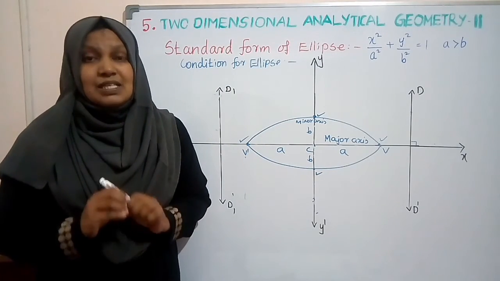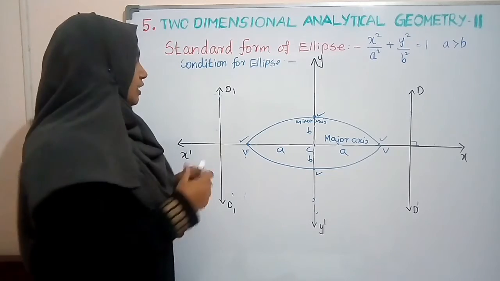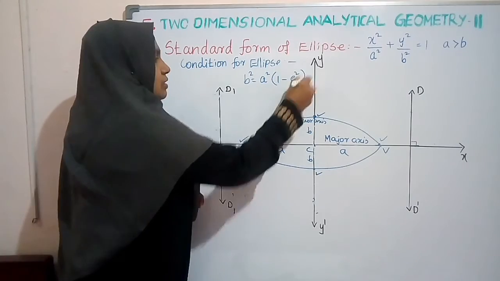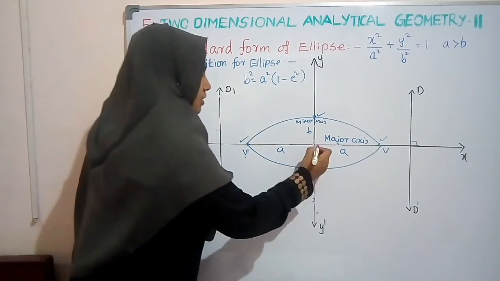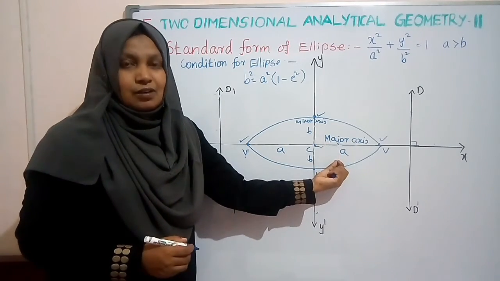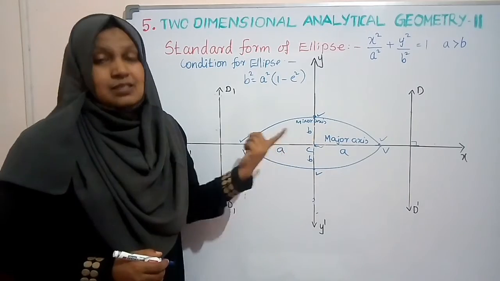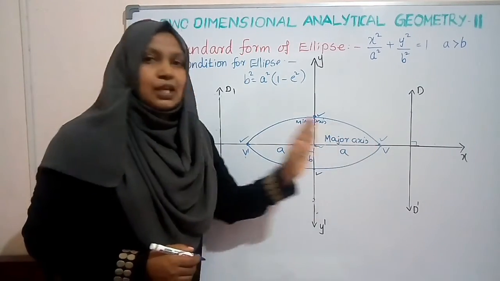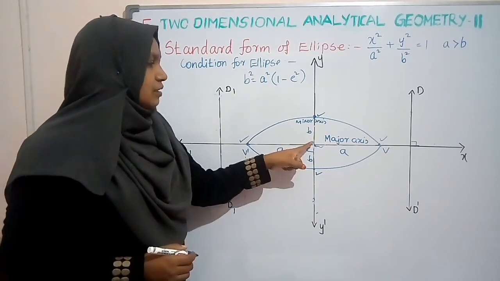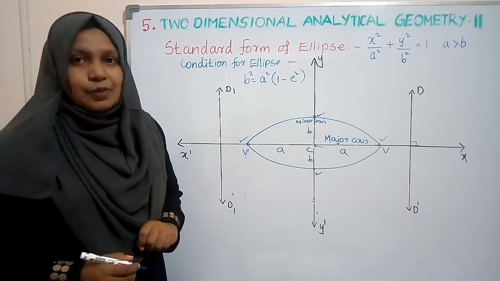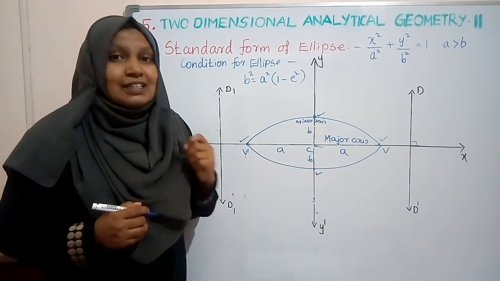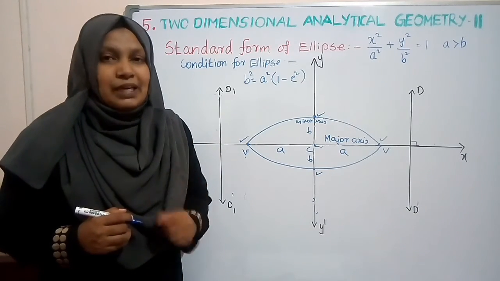All ellipses must satisfy one condition. It is b square is equal to a square into 1 minus e square. a is this length, called the semi-major axis. a can be called the length of the semi-major axis. The total length is 2a, so half of 2a is a, the length of the semi-major axis, and b is the length of the semi-minor axis. And e is our eccentricity. Already you know e is the eccentricity. It is the ratio of SP by PM.